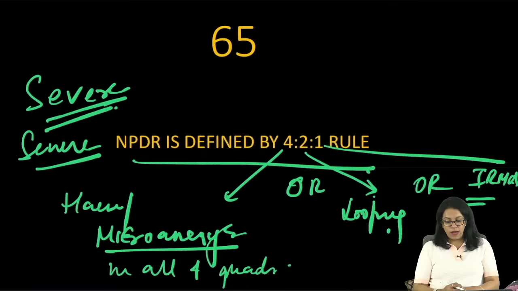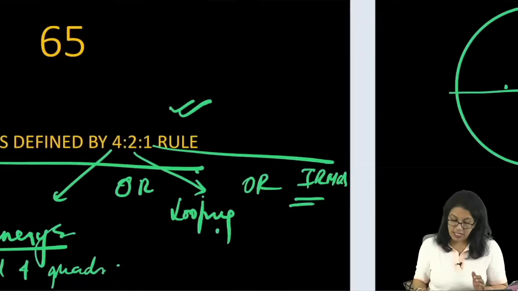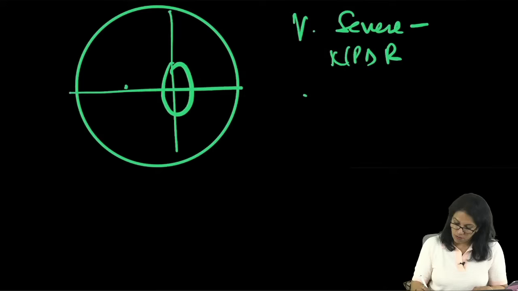Now, I would add something here. What is very severe NPDR according to the new classification? Don't forget, more than one of these criteria will be very severe NPDR. Very severe NPDR, kisko bol rahe hai hum log? Very severe NPDR matlab more than one of this criteria.